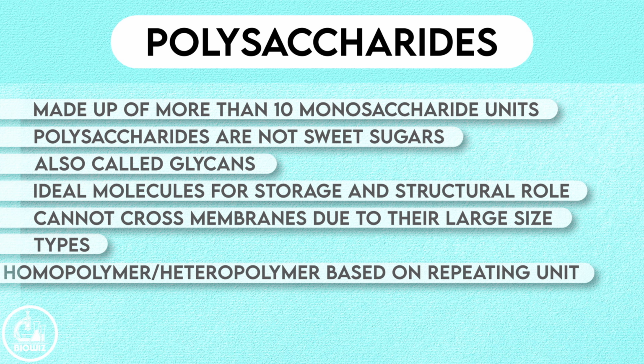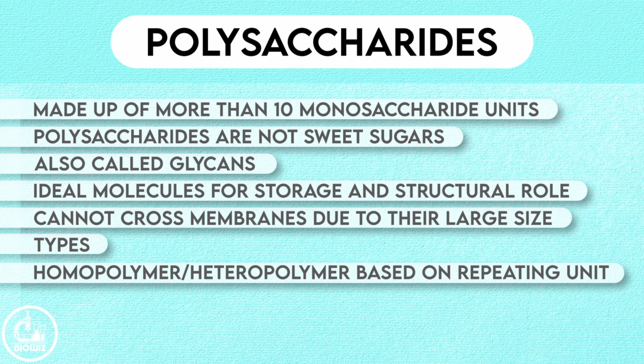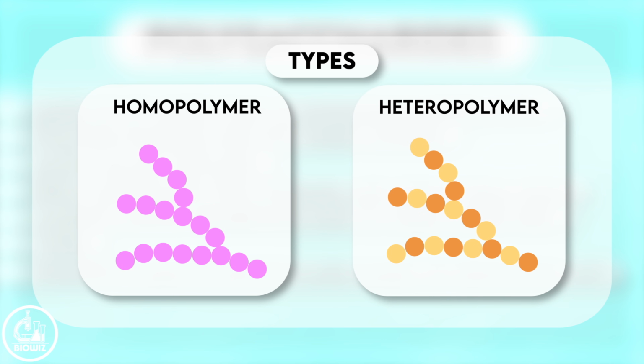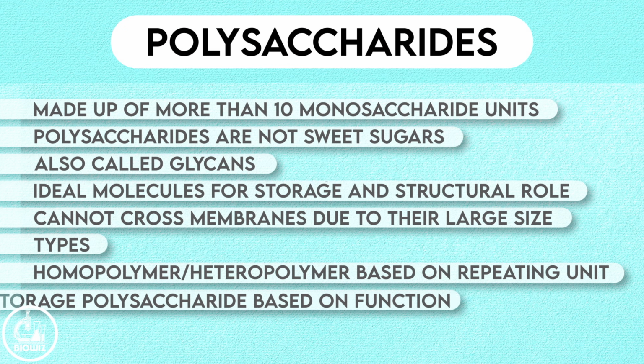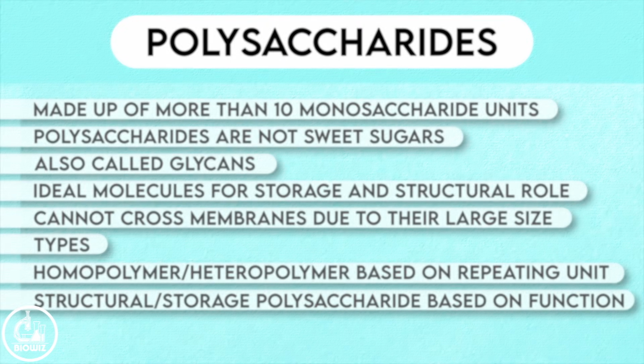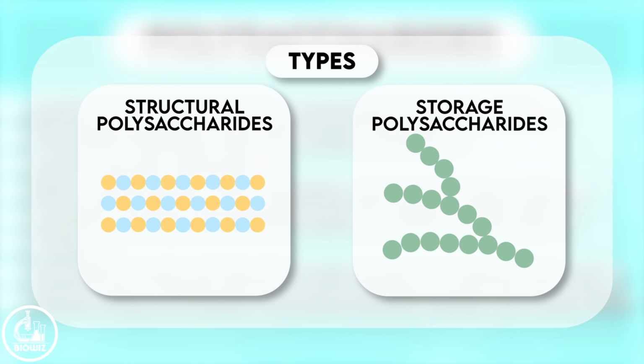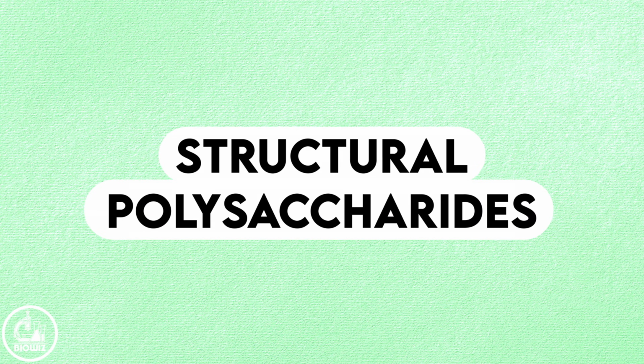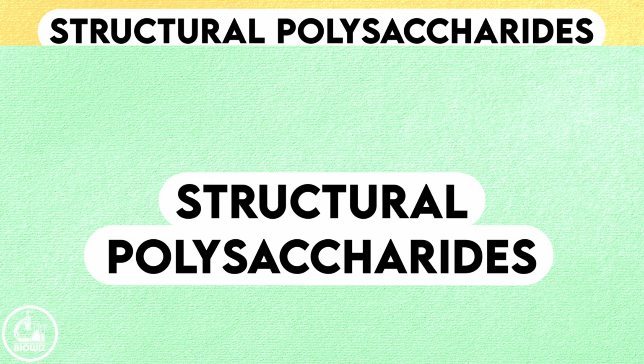Polysaccharides are classified as homopolymers if the repeating monosaccharide unit is of the same type, while heteropolymers consist of more than one type of repeating units. On the basis of function, the polysaccharides are classified as structural polysaccharides and storage polysaccharides. So now, let's learn more about the classification of polysaccharides, starting from the structural polysaccharides.